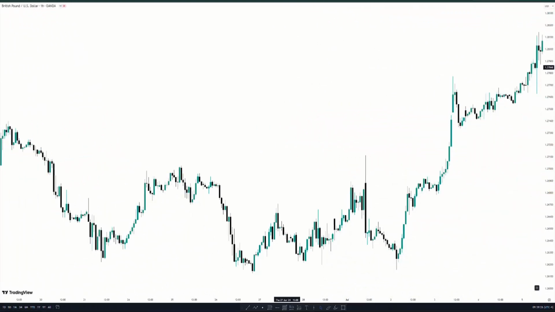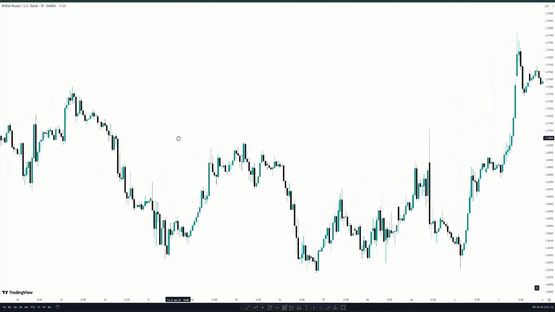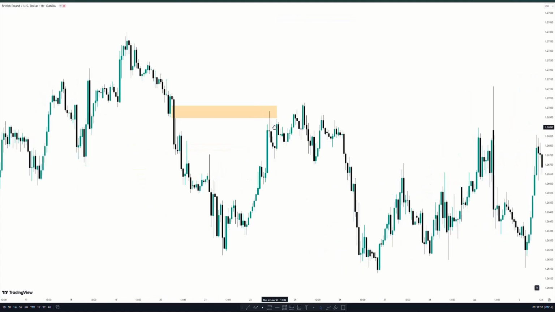Just to give a few examples of the fair value gaps that we've been talking about, here's the British pound US dollar pair. Here you can see the market was going down, and just between that low and that candle's high, we have a fair value gap. Right here.